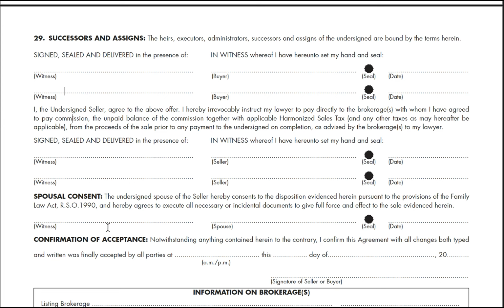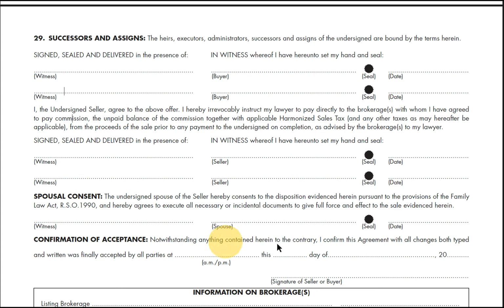Confirmation of acceptance. Notwithstanding anything contained herein to the contrary, I confirm this agreement with all changes, both typed and written, are finally accepted by all parties at 6 p.m. this 1st, or let's say 2nd of January 2029, let's say. And the signature of seller or buyer.